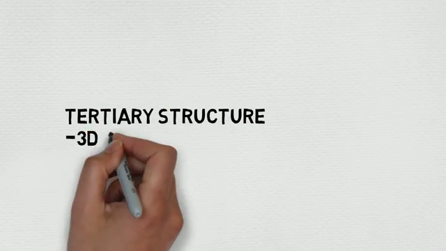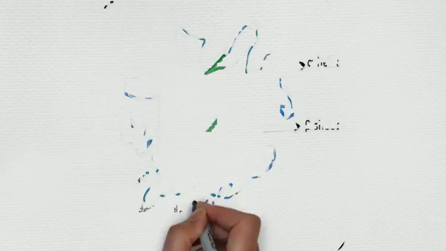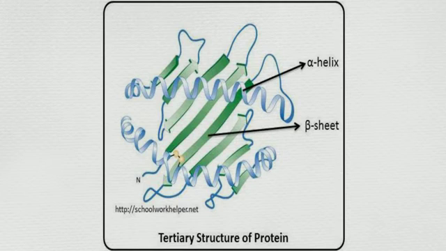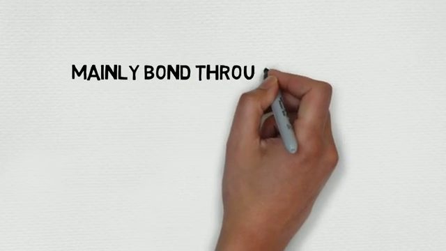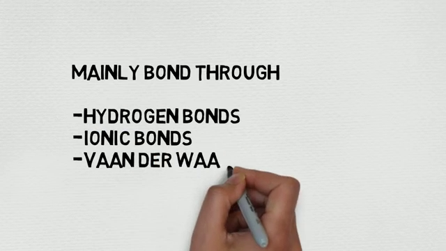Next, we have the tertiary structure, which is the 3D shape of the entire polypeptide. You can note here that it is a combination of alpha helixes as well as beta-pleated sheets. The tertiary structure takes these alpha helixes and beta-pleated sheets and allows them to fold into a 3-dimensional structure. Most proteins take on a globular structure once folded. These bond through hydrogen bonding, ionic bonds, van der Waals interactions, and disulfide bridges.